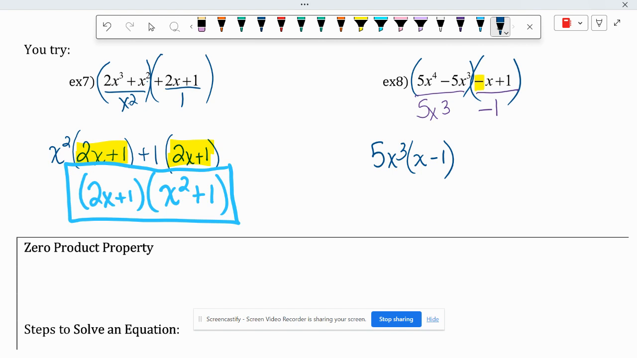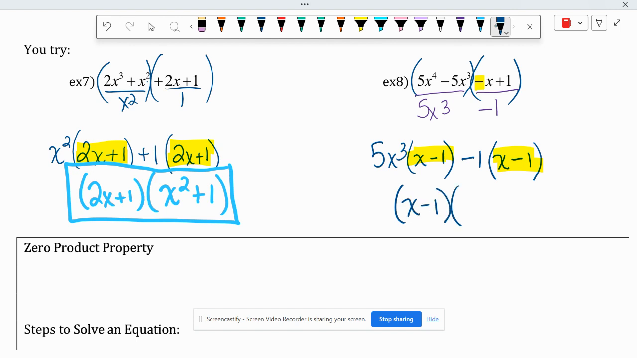And then I took out a negative 1. So negative 1 times, let's see, what's a negative x divided by a negative 1? A negative, it's a positive x. What's a positive 1 divided by a negative 1? It's a negative 1. Do I have my copycat? Yes. So that's going to be my leading binomial, x minus 1.